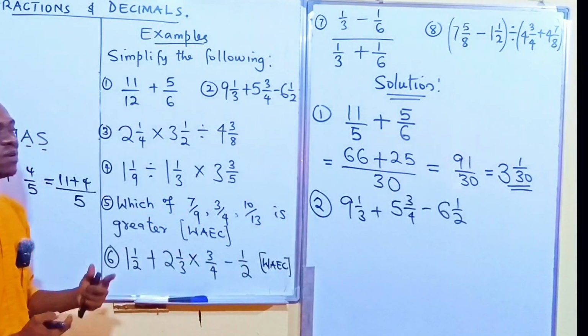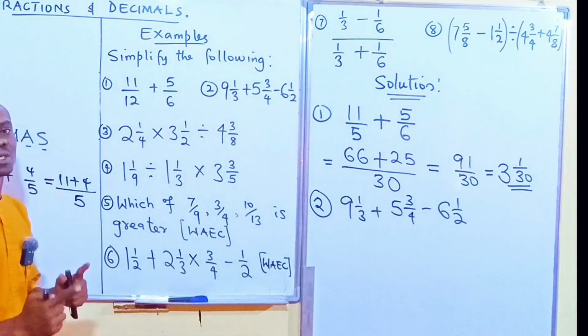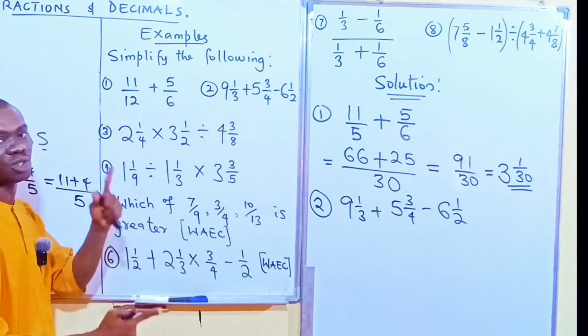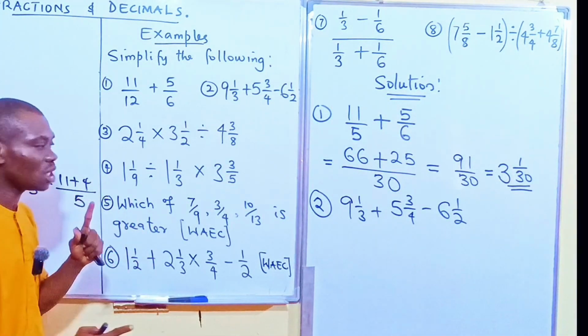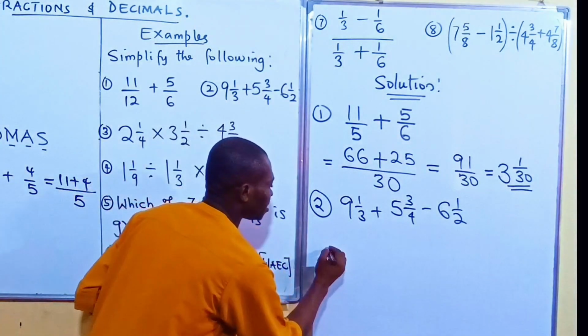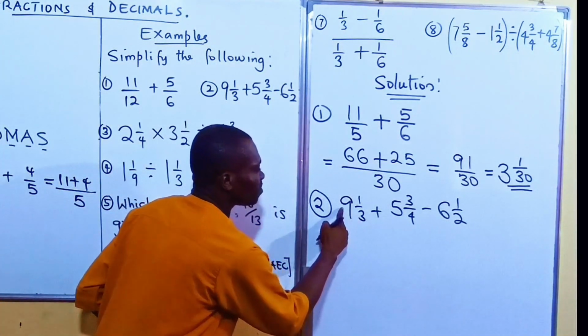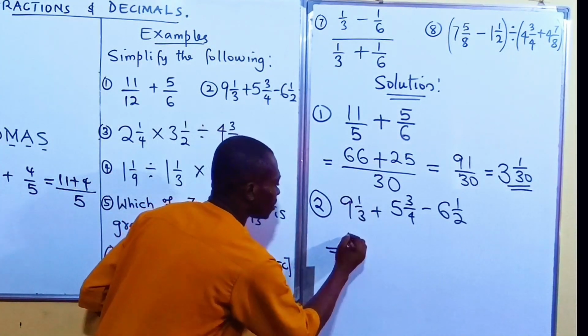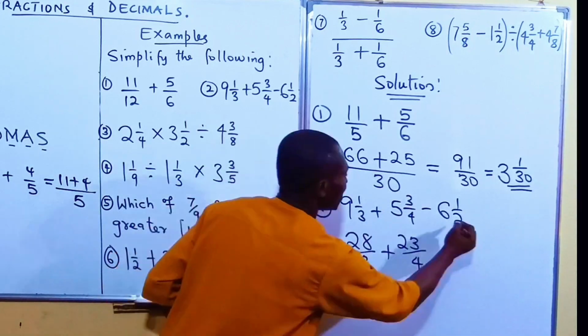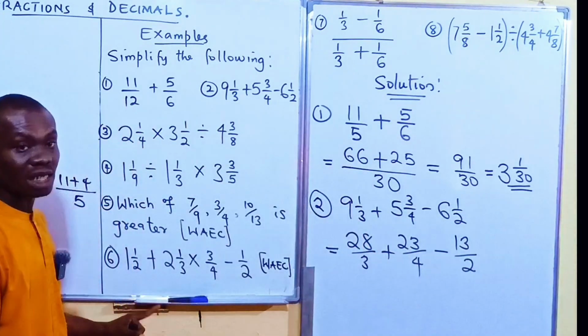In this case, whenever you have mixed numbers, it is expected that the first thing to do is to change them to improper fractions. So I'm going to change this, and that is going to give me 3 times 9, 27 plus 1. Okay, and that's beautiful.